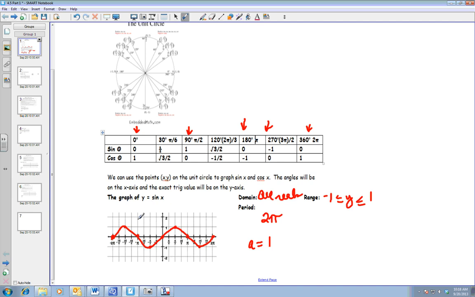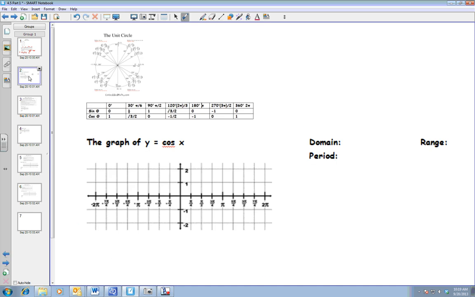Okay, so this will be a graph that you will need to memorize. You need to automatically and quickly be able to graph y equals sine x, and knowing I would basically know these 5 points. Okay, so let's look at y equals cosine x.